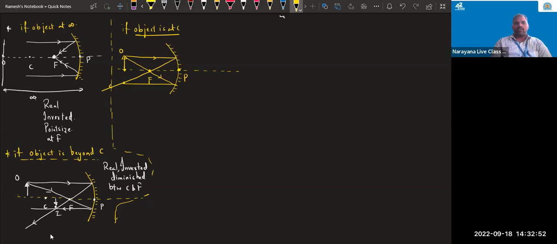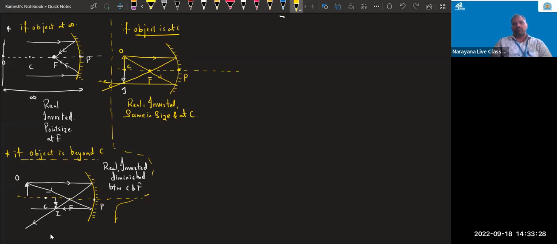So where the reflected light rays are meeting, that is your image, no? Kindly say yes or no. So what is the character? Real and, very good, inverted, same size. Why same size? Object distance and image distance are both the same, no? So real and inverted, same in size, and at the center of curvature only. This is the center of curvature only, no?